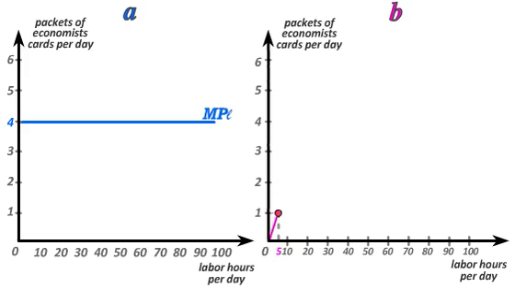At the production plan A' in graph 11.1b, for instance, 10 labor hours can produce 10 packets of economist cards. Thus, on average, for the first 10 labor hours, the marginal product of labor was 1 packet of economist cards. We illustrate this here by indicating that the marginal product of an hour of labor for the 5th labor hour hired was approximately equal to 1.